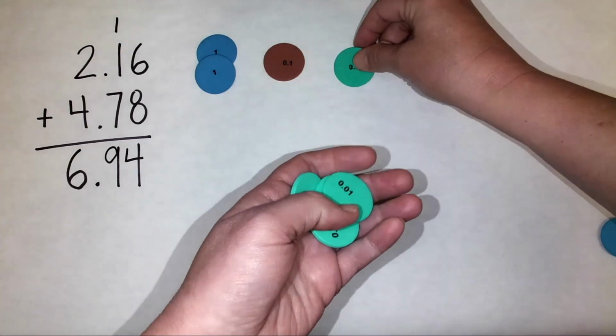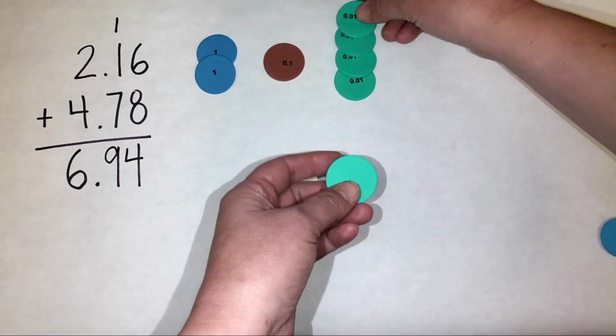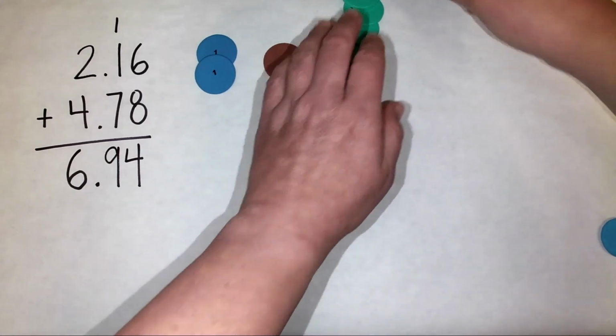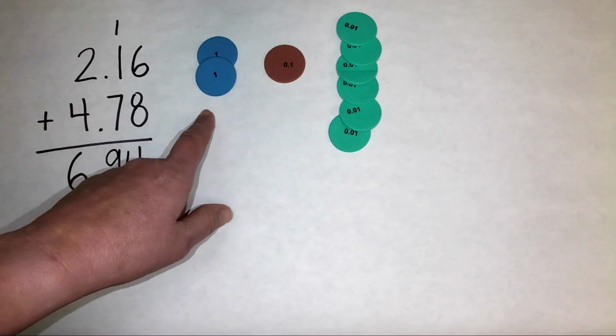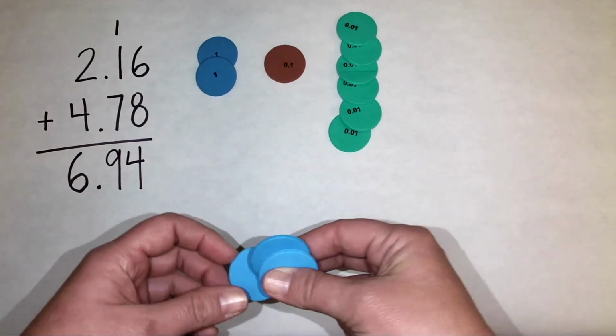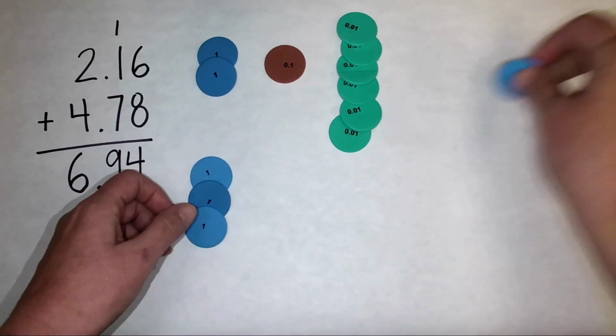And I like these place value disks because they're pretty easy to manipulate. And you can see they take up a lot less space than I had with my base 10 blocks. So I showed 2 and 16 hundredths, and I'm going to add 4. Going to go ahead and show that second add-in there first.